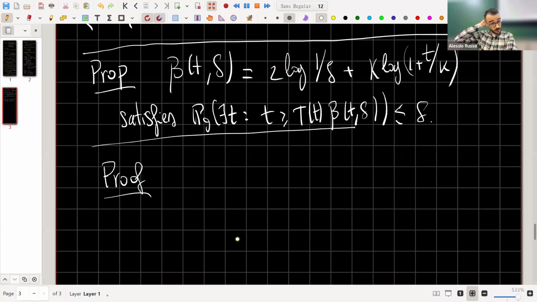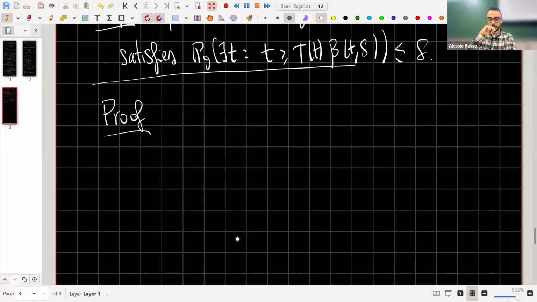So the starting point is this mixture martingale technique. Let me first define what will be our martingale. We are going to consider the likelihood ratio between two models. Here I'm going to use lambda as the parameter of this other model, but it's not an alternative model, okay? It's just a parameter.